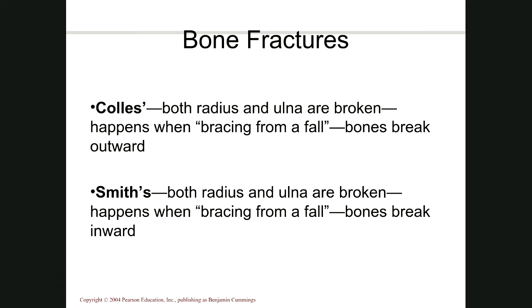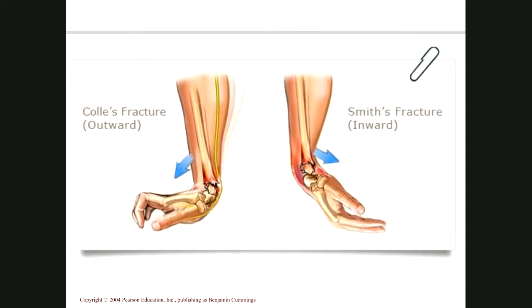An outward fracture is called a Colles fracture. An inward fracture is called a Smith's. But again, both these bones, the radius is here, the ulna is here, they're both broken. It just depends on the direction that the break occurs.